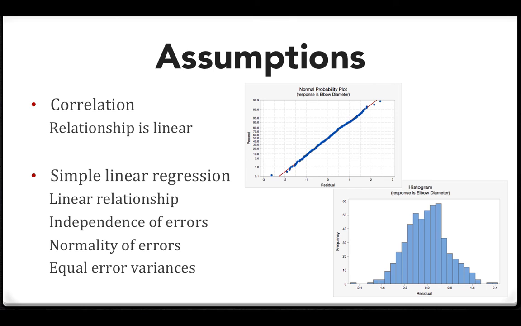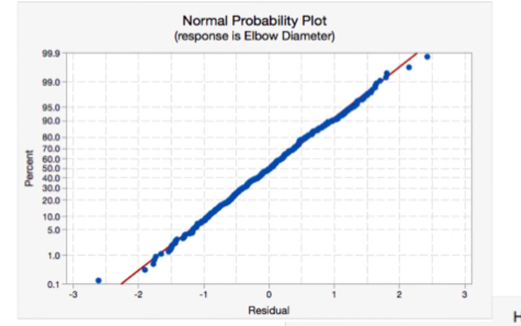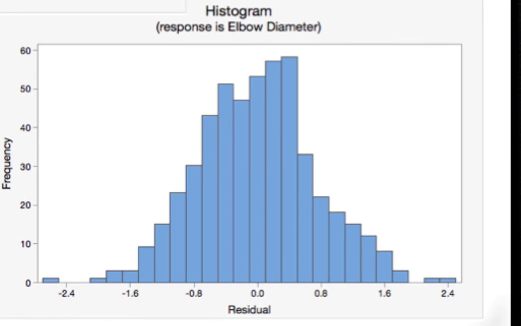The third assumption is normality of errors. This means that the residuals should be normally distributed. Minitab Express will give you 2 different plots of the residuals. First, we have the normal probability plot. If the residuals are normally distributed, they will fall on this line. The second plot that we have is a histogram of the residuals. The histogram should be approximately normally distributed.